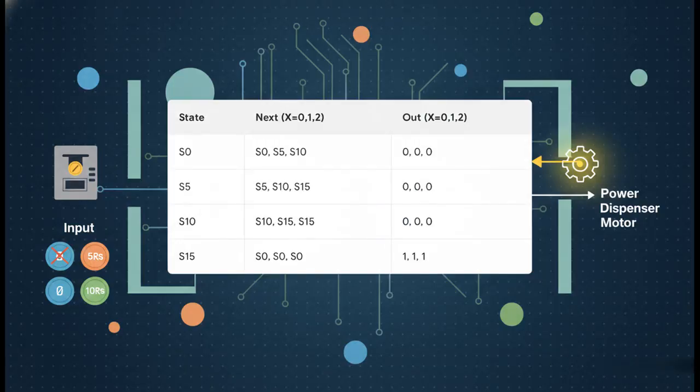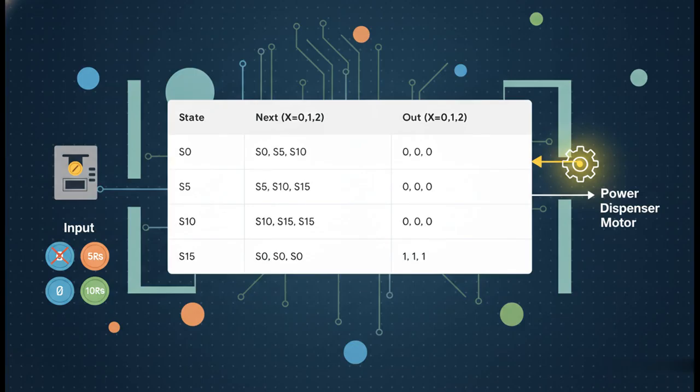But here's the catch. Hardware doesn't understand a visual map of bubbles. We have to translate those concepts into a rigid mathematical table. In a state table like this, our inputs are defined mathematically. So x equals 0 means no coin, x equals 1 means a 5 rupee coin, and x equals 2 means a 10 rupee coin. Check out that bottom row. If the present state is S15, notice how the output for every single column becomes a 1.